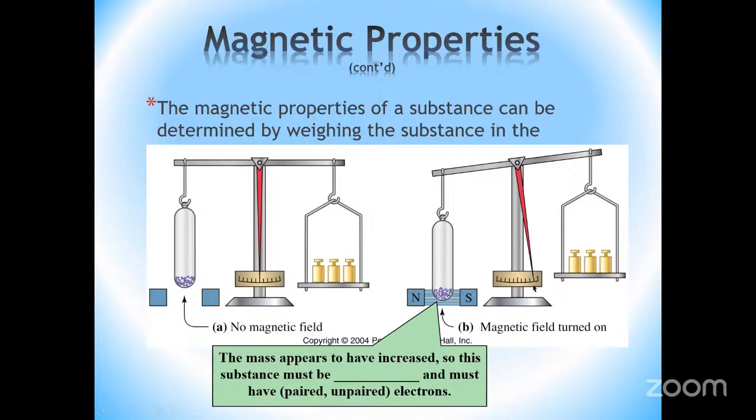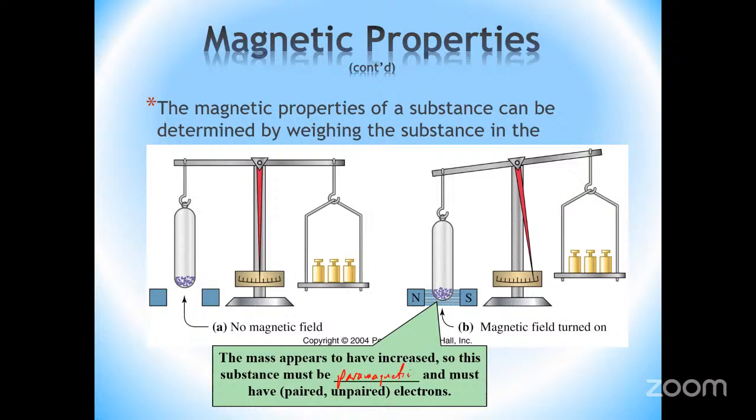Of course, we know that the mass has not changed. Basically, what the weight is indicating is not only the mass of the substance, but also the fact that it's being attracted to the magnetic field. So as the statement here says, the mass appears to have increased, so this substance must be, and the answer would be paramagnetic. All right?